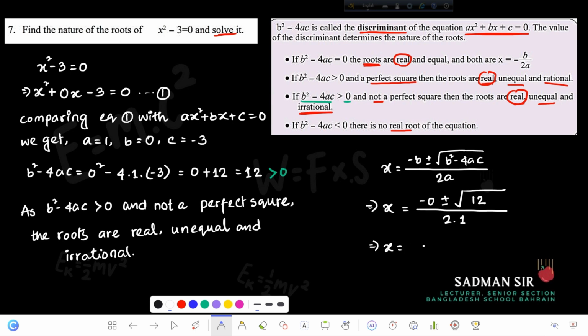So x will be equal to plus minus root over 12. If you write it in the calculator, it will show you 2 root 3. Okay, and minus 0 doesn't have any value. So 2 ones are 2. So 2 and 2 will get cancelled, and hence we will get the value of x as plus minus root 3. So that is our solution and the answer of question number 7.